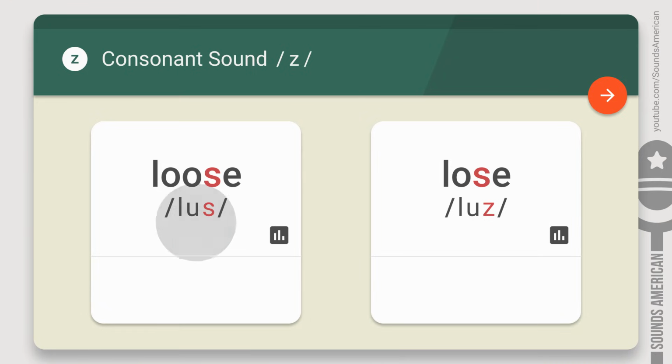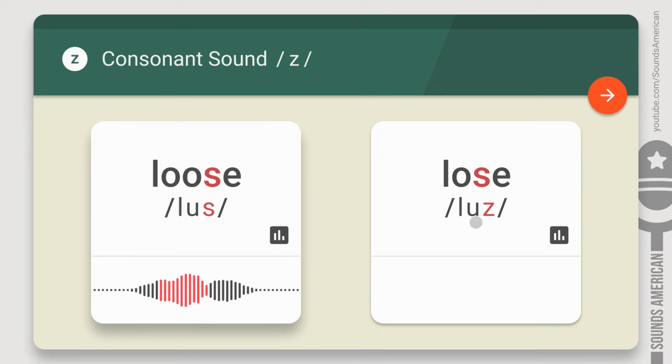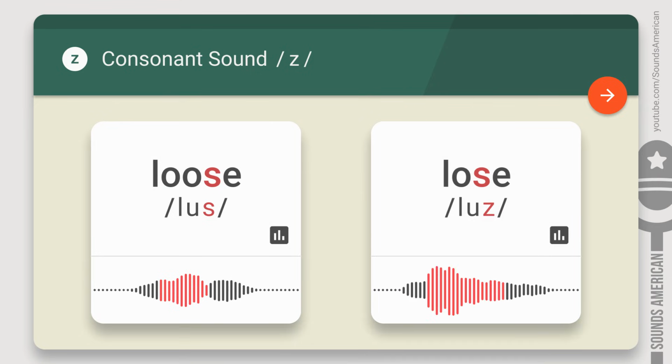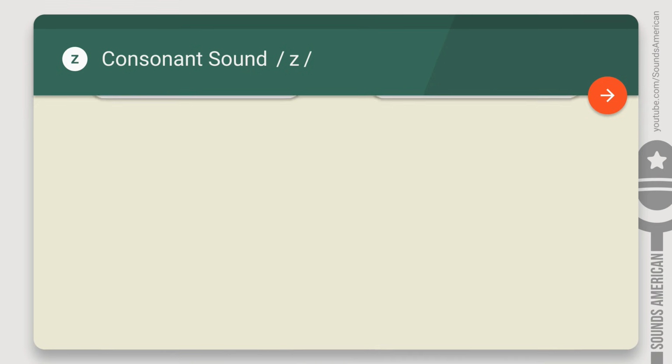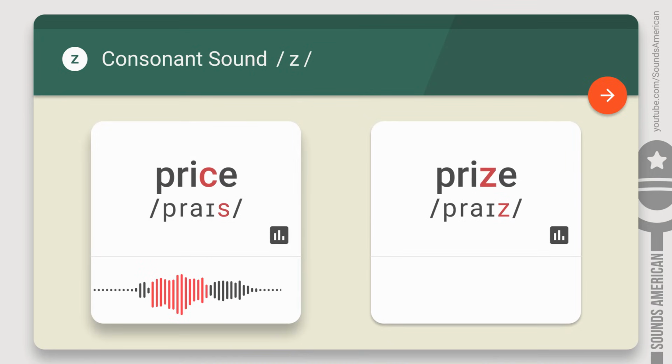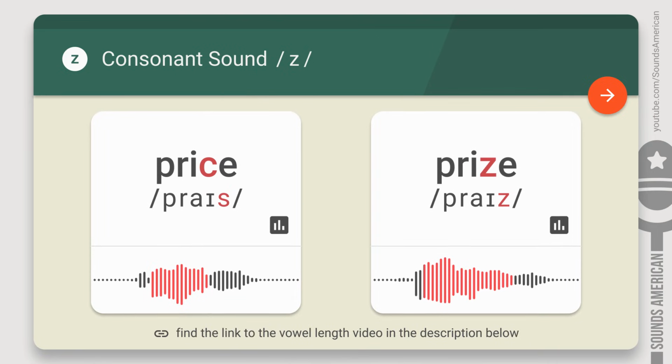Compare. Loose, lose. Price, prize. This is called the vowel length rule, and we talked about it in detail in one of our videos. As usual, you can find a link in the description box below.